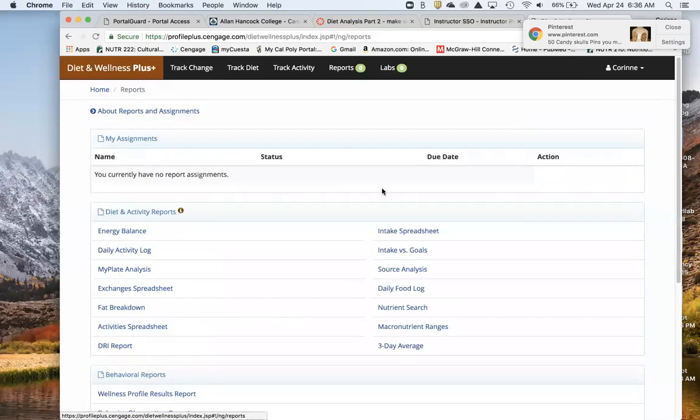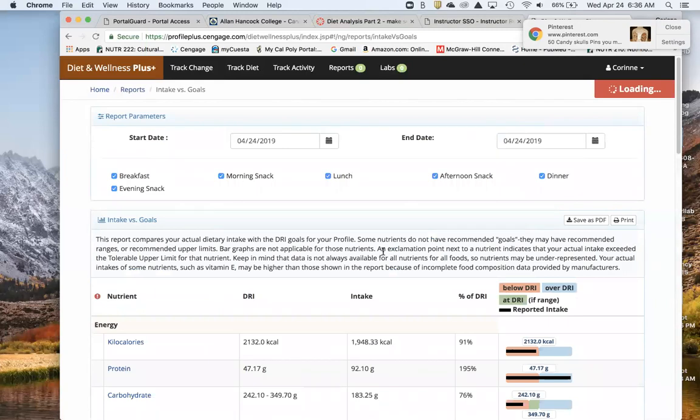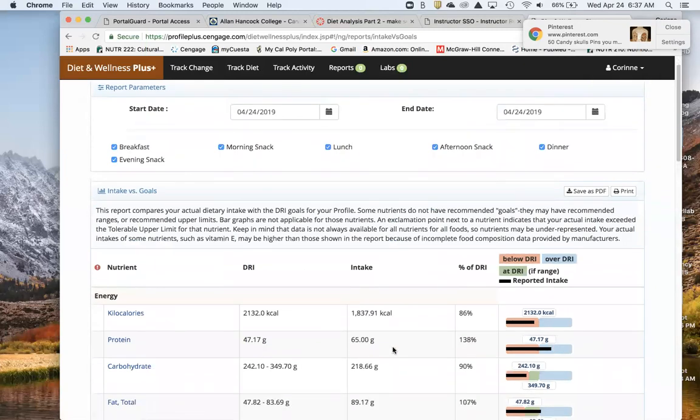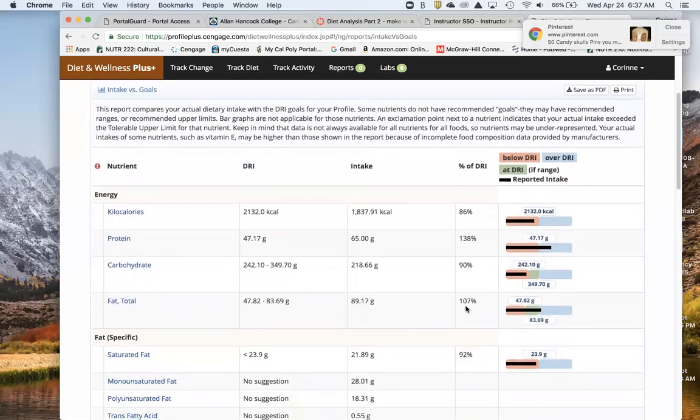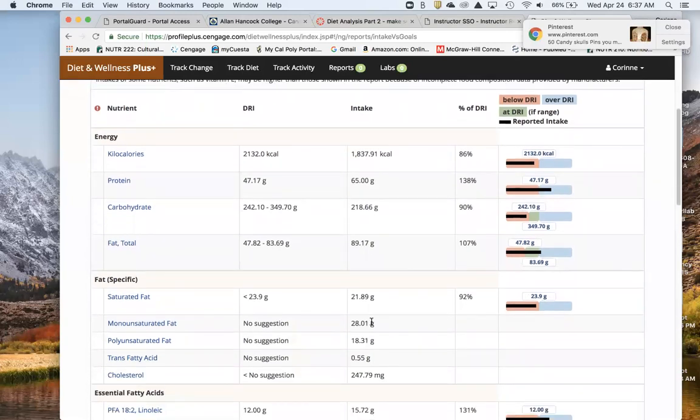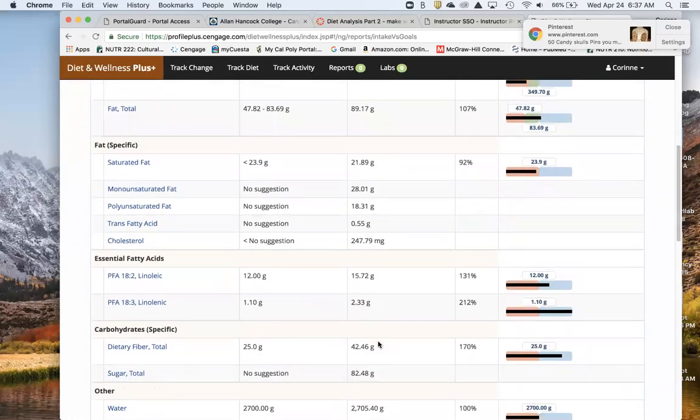I'm going to go back to my report, to my intake versus goals. I'm still within 250 of my calories. I'm within 150% of my protein. So I'm going to get points for calories, points for protein. My carbs are still a little too low. My fat is much better. Saturated fat is okay. Mono is okay. Poly is a little bit low.